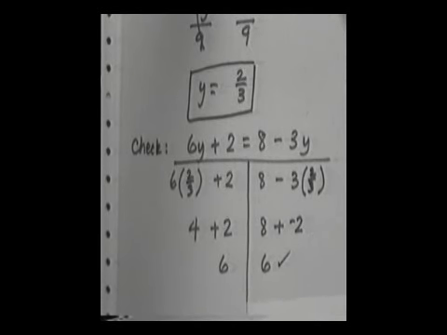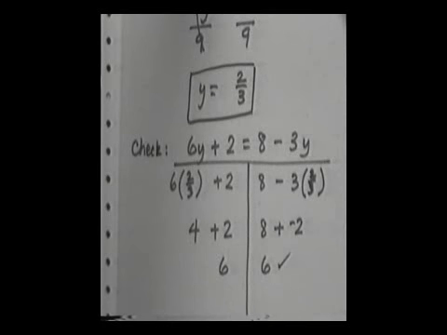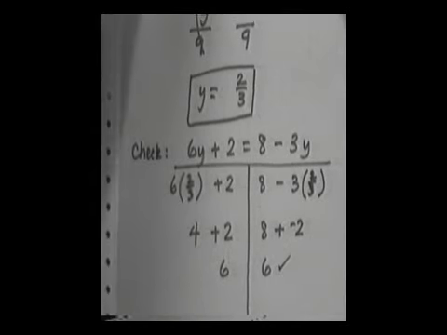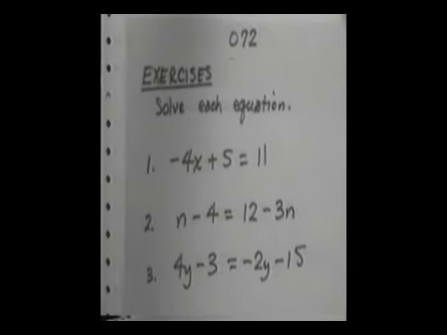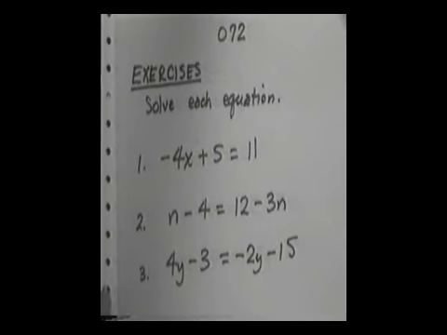Now I'll give you some exercises to do. Copy these exercises down. Be sure you have them exactly right. Then work the exercises after you stop the tape. Then turn the tape back on to check your answers. Exercise 1, negative 4x plus 5 equals 11.